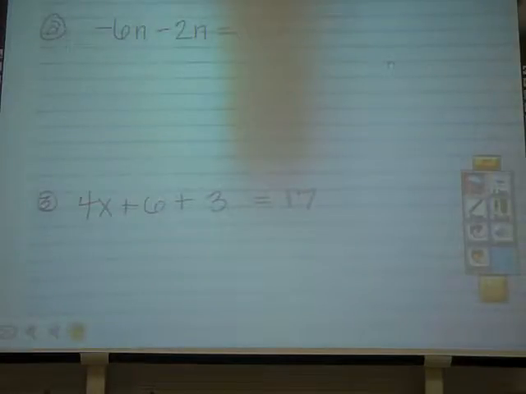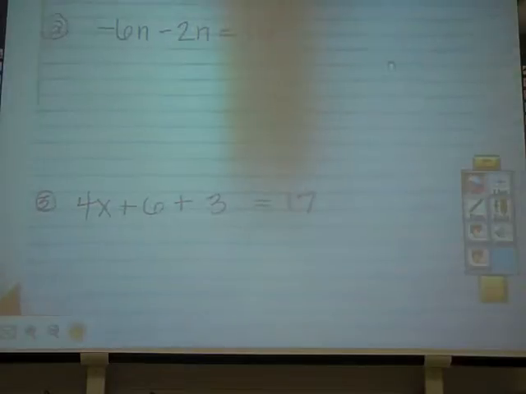All right, here we go. We're going to go over page 8 in the multi-step equations packet. This is just a review for your test. We have all different types of equations that you're going to see on the test tomorrow. So let's start off with number 1.